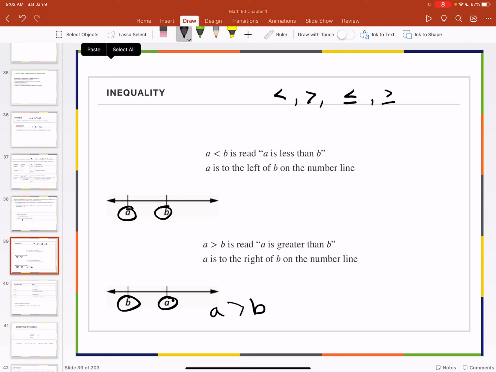When I was, a long time ago, we used to pretend that the inequality had little teeth and it wants to eat the bigger one. It's like little alligator teeth. I don't know. Maybe that helps. Maybe that doesn't. Okay. Another thing that I want to say is if A is less than B, then B is greater than A, which makes sense, right? See how B is to the right of A, so B is greater than A.